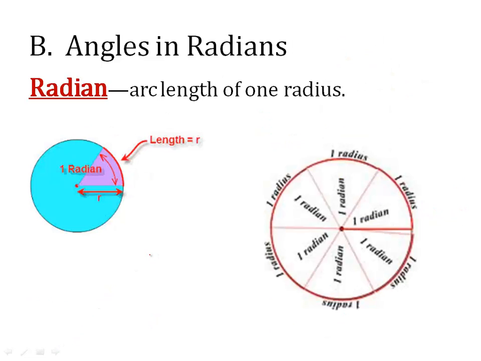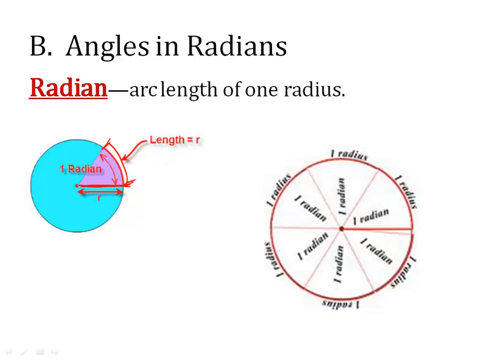All right, part B, angles and radians. Okay, first of all, you need to know what a radian is. The radian is the arc length of one radius. So here's your circle. Here's your radius. You're all familiar with the radius, right? If I could pick up that radius and lay it around the circumference of the circle, that length of one radius around the edge of the circle is what we call a radian.